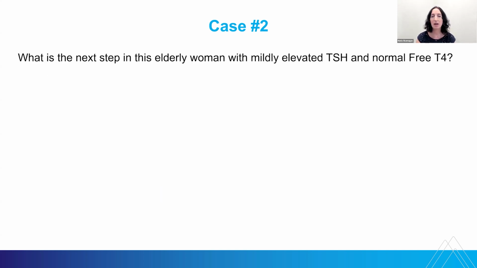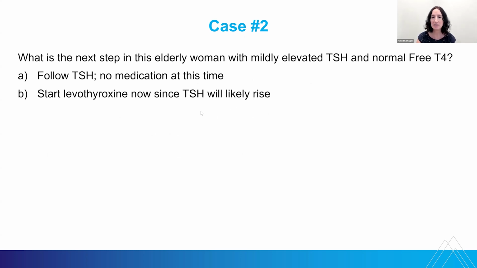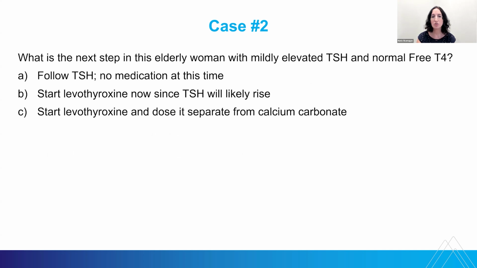So what is the next step in this elderly woman with mildly elevated TSH and a normal free T4? Will you follow the TSH and not give her medication? Start levothyroxine now since TSH will likely rise, or start levothyroxine now and make sure she separates it from her calcium carbonate?